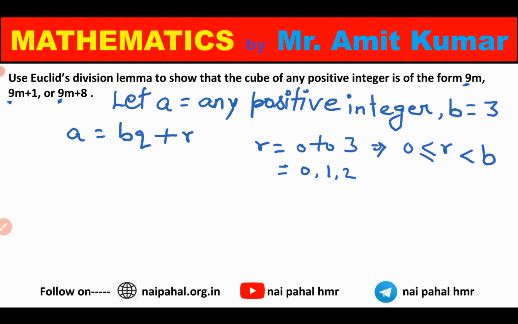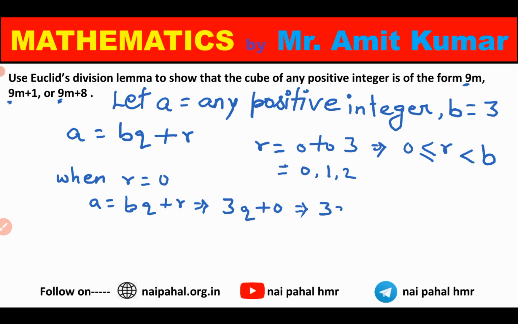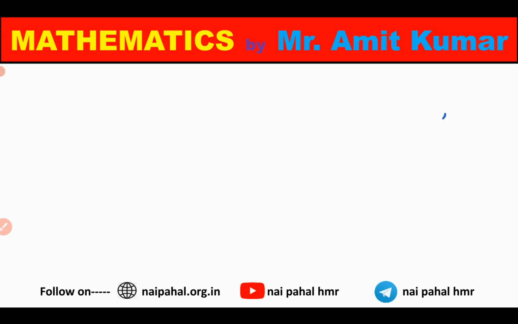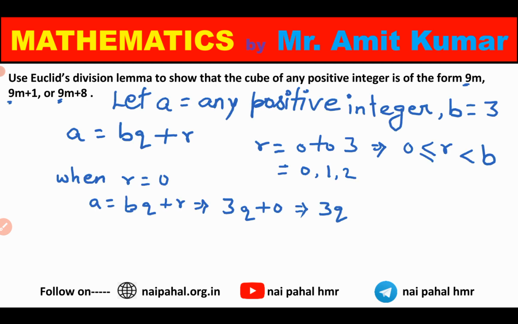When we take the first possible value, r is equal to 0, then we can say that a is equal to bq plus r. Then we can say that a is 3q plus 0. So again it comes 3q only. What will we do now? We will cube on both sides.